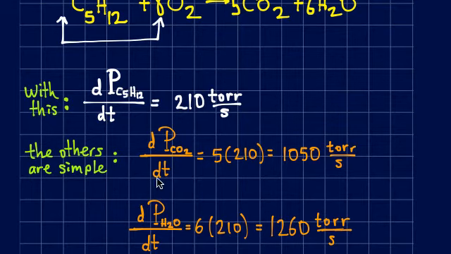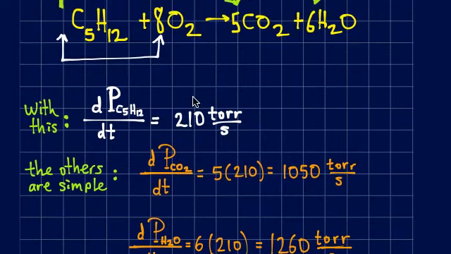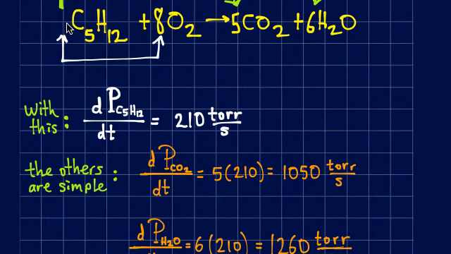Ponderous. If you're not that comfortable with the language of calculus, just ignore it. But it means the change in pressure of carbon dioxide and the change in partial pressure of water are 5 times and 6 times faster than my single unit consumption of propane.